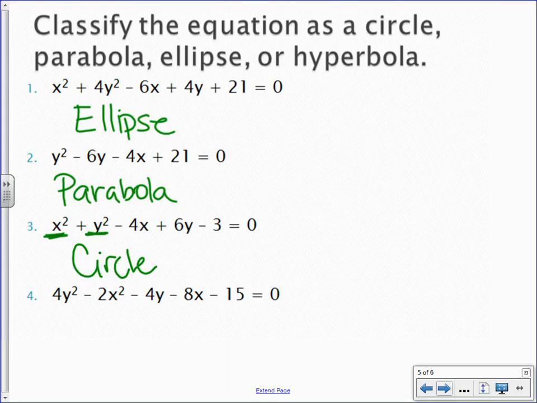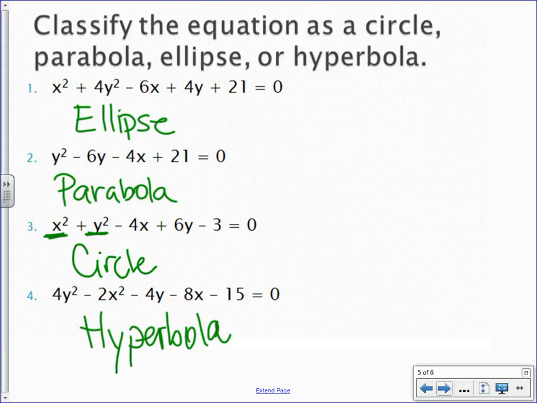And then number 4. What is number 4? Cassie. All right. And why a hyperbola? Okay, so we have x squared and y squared, but one's negative. Excellent. So in order to earn your homework today, I have an activity for you.